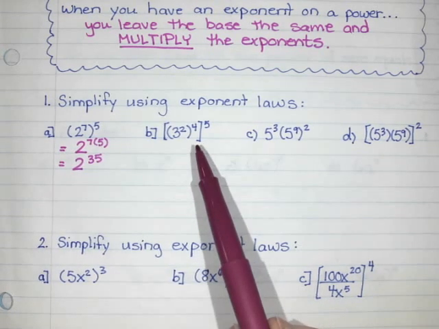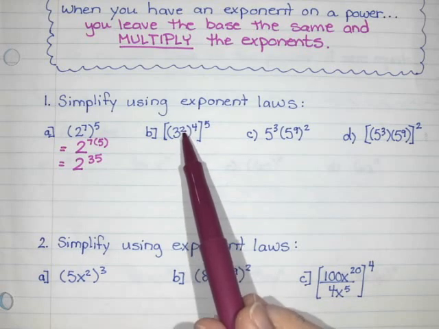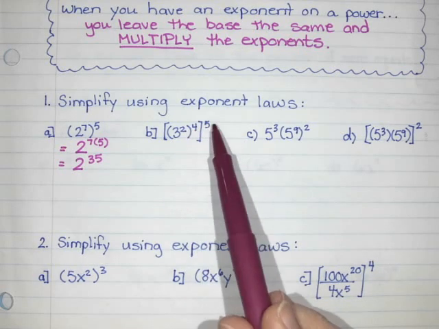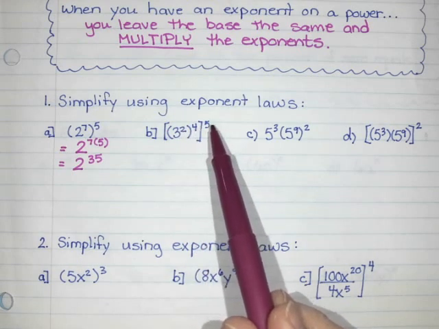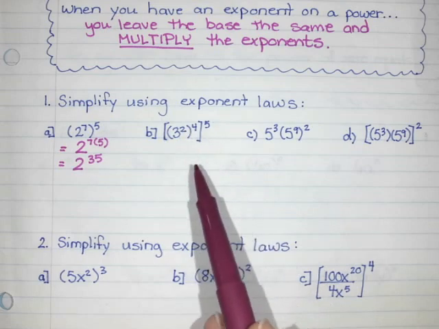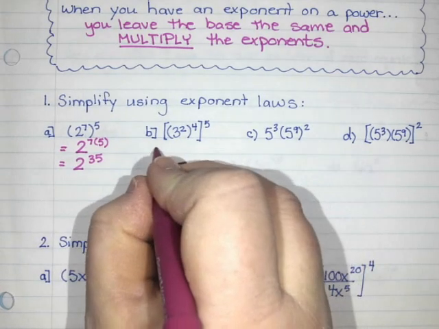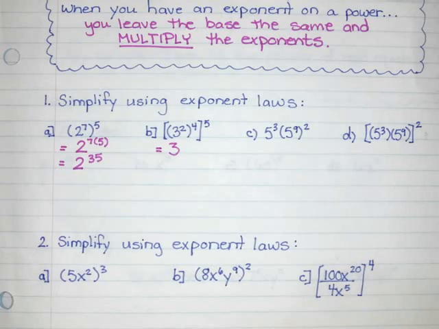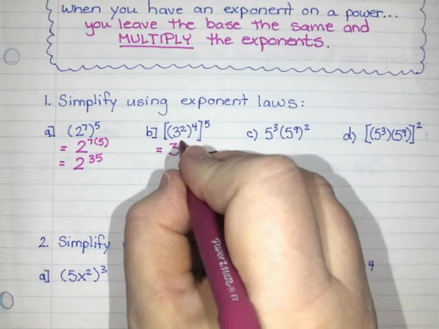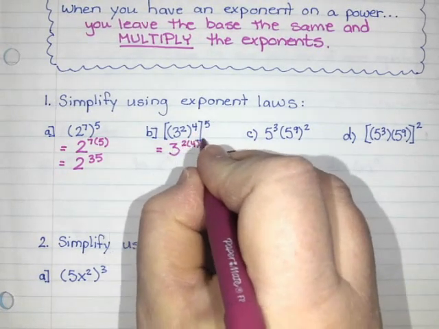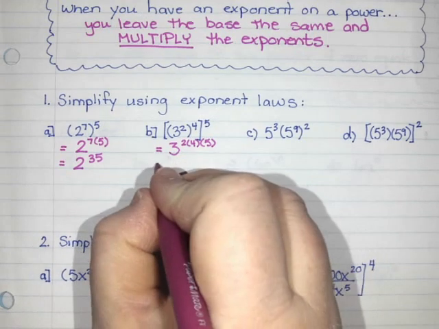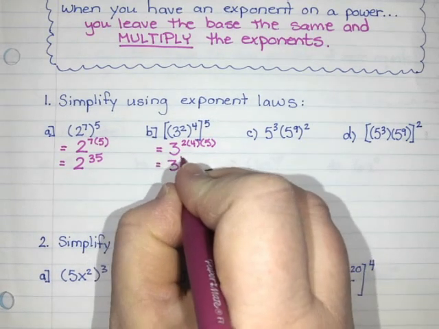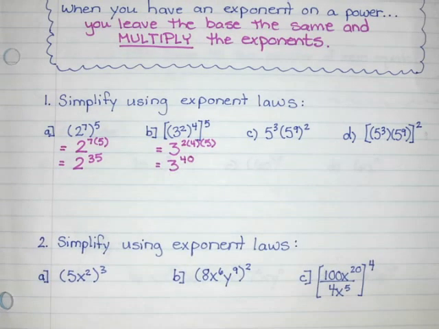If I take a look at our second example here, I have 3 to the power of 2 to the power of 4 to the power of 5. So I notice that there's only one base and there are 3 exponents. So when I only have one base and multiple exponents, I'm going to multiply them together. So I leave the base the same, that's 3, and then I'm going to multiply 2 times 4 times 5. Now 2 times 4 is 8, and 8 times 5 is 40, so this is going to be 3 to the power of 40. You can also use your calculator if you like.